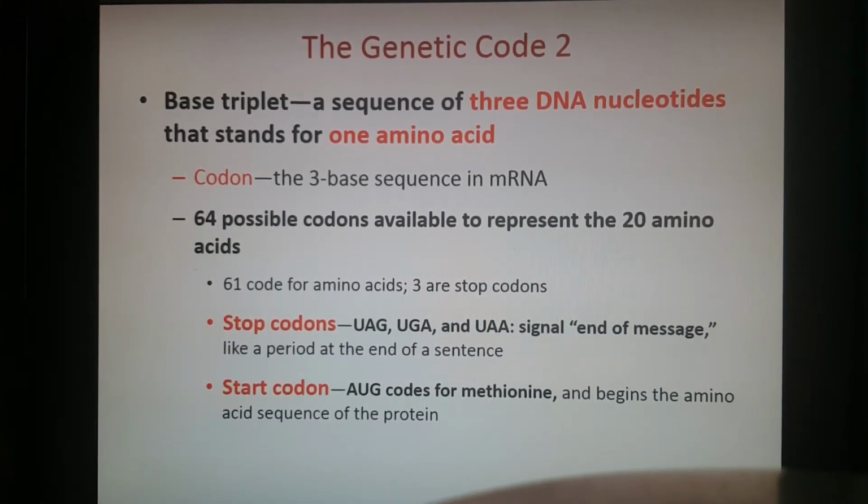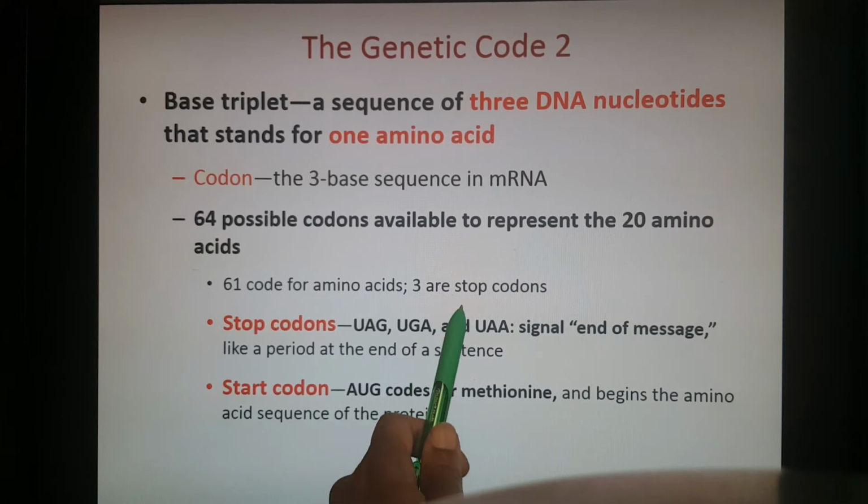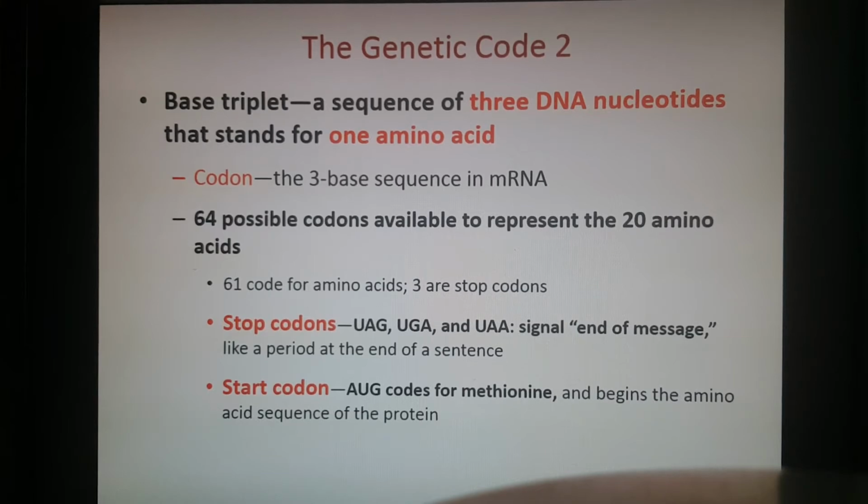There are 64 possible codons to represent 20 amino acids. Some of them are for an amino acid themselves. There are three that are stop codons, which is your end of signal, which are these three. And every gene starts off with what's called your start codon, which is AUG, and that is your first amino acid, regardless of whatever protein you're going to make. That AUG codes for the methionine amino acid. Depending on the processing of your protein, that part can be cut off or kept on as part of your protein product.